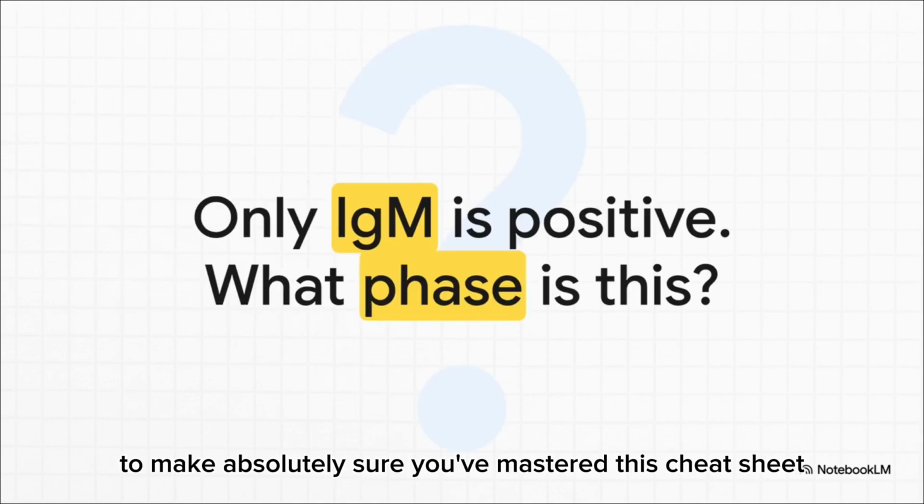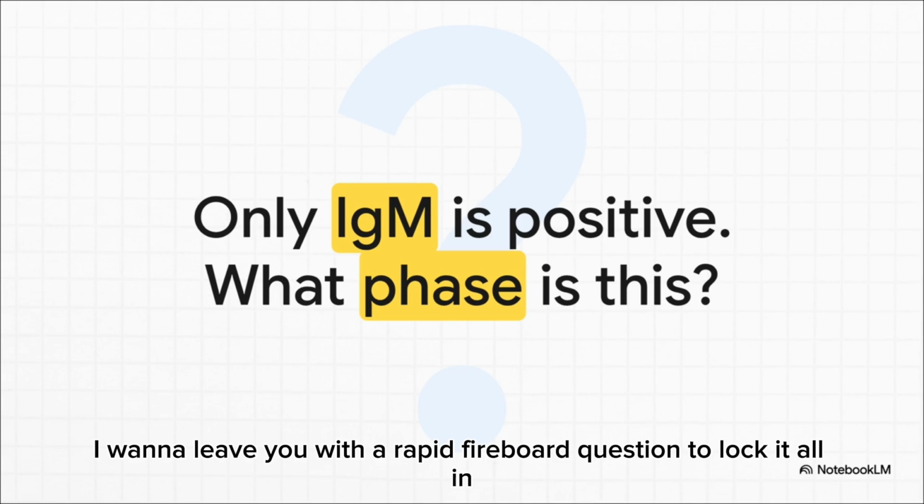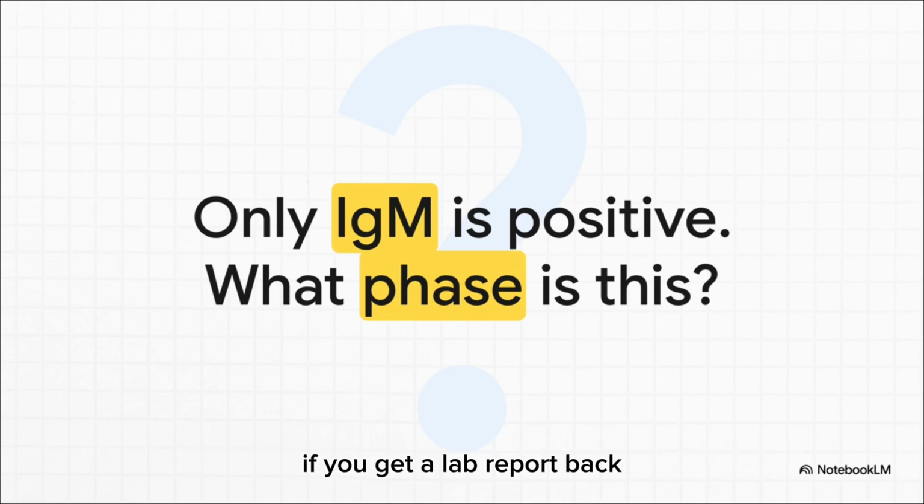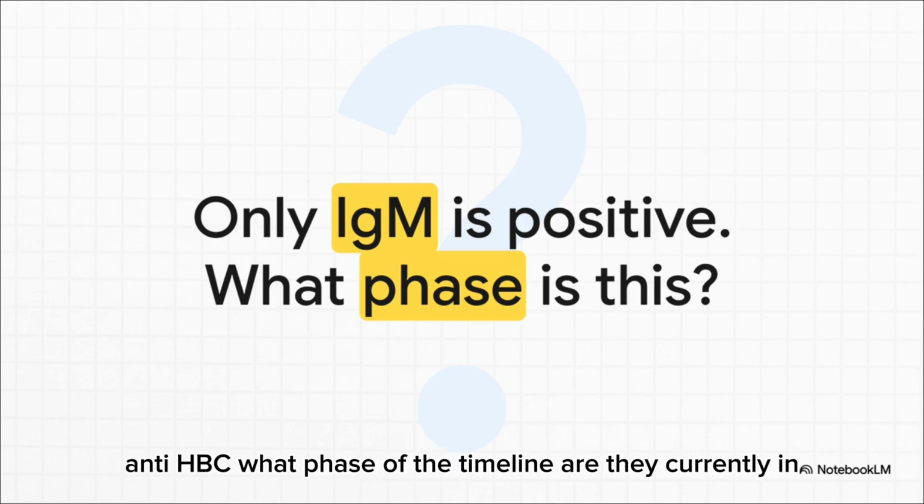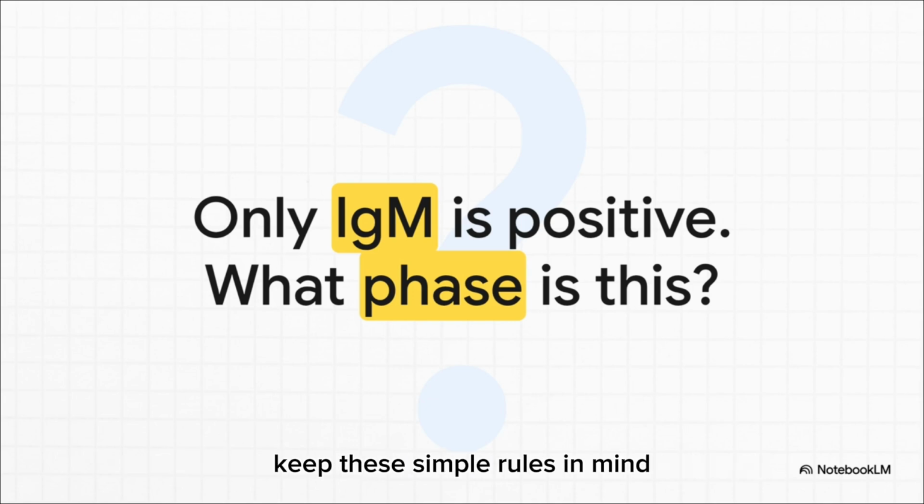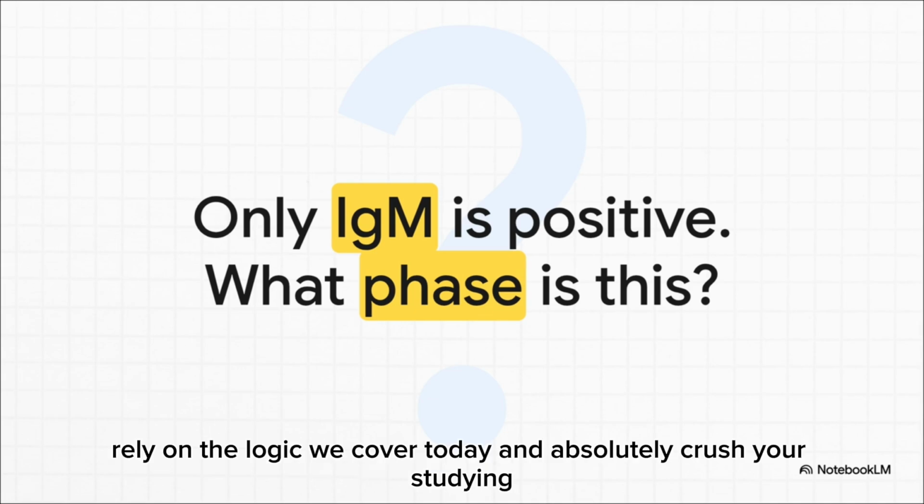To make absolutely sure you've mastered this cheat sheet, I want to leave you with a rapid-fire board question to lock it all in. If you get a lab report back and your patient's only positive marker is IgM anti-HBc, what phase of the timeline are they currently in? Keep these simple rules in mind, rely on the logic we covered today, and absolutely crush your studying.